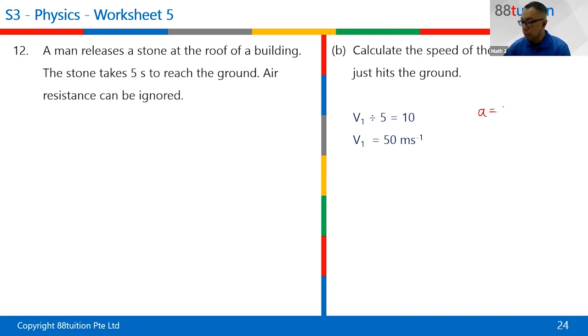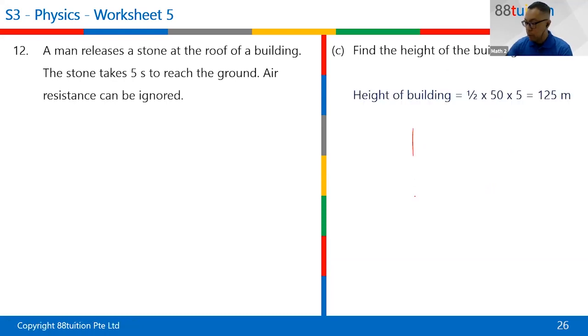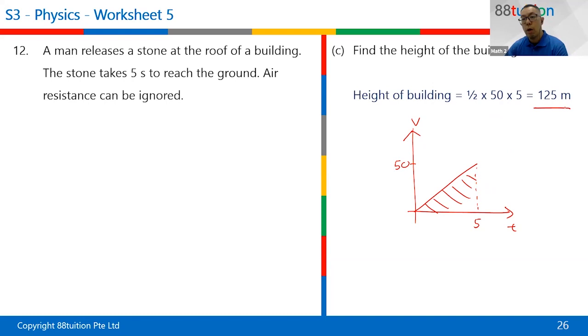So again, a equals v minus u over t. You're dropping something, your a is definitely 10. Unknown v minus 0 over 5. So your v is 50 meters per second. Okay. Find the height of the building with the v and t. Area under the graph. That's how you get 125.